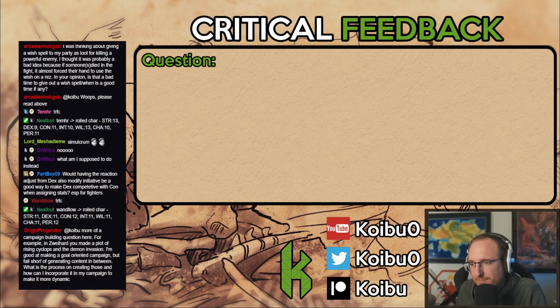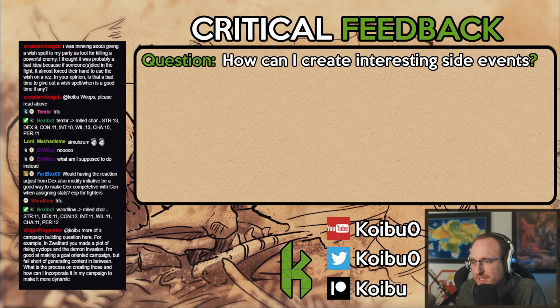Koibu. More of a campaign building question here. For example, in Zweihaard, you made a plot of rising Cyclops and the demon invasion. I'm good at making a goal-oriented campaign, but fall short of generating content in between. What is the process on creating those, and how can I incorporate it into my campaign to make it more dynamic? Fantastic question. This comes from having two things running in your brain at the same time.